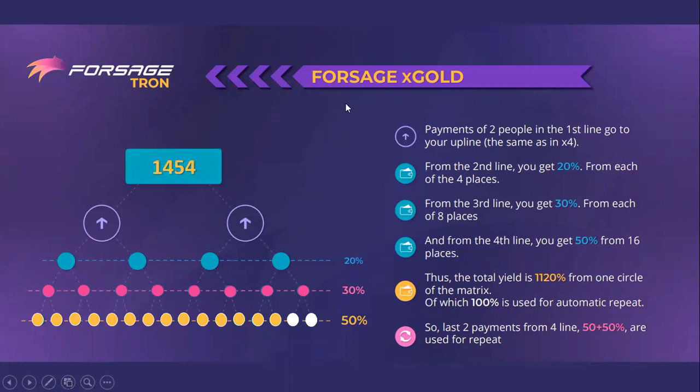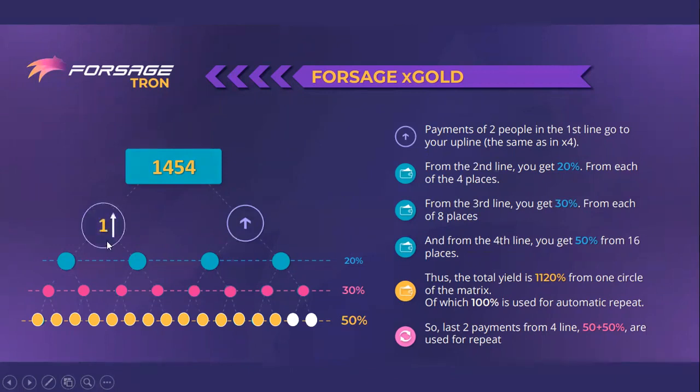Now, let's say in Forsage X Gold, let me explain this to you. So this is you. Actually, this is me. 1454. That's my ID. Okay. Now, we'll look at it. First, there are 30 slots here. Okay. And there are 4 lines. Okay. So it has its corresponding earnings.